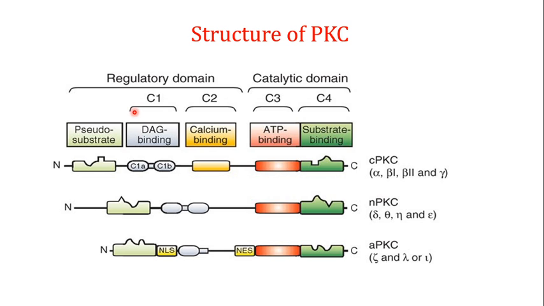Now this C1 domain is further divided into two subdomains. One is known as the C1a, and the other one is known as the C1b. Collectively, the C1a and C1b are responsible for binding to the diacylglycerol, which we will see in a while. Now, if you talk about the novel PKCs, as you can see over here, there is no calcium binding site because they do not require the calcium for their activation. I'm not going into the detail of the atypical protein kinase C because they require different second messengers for their activation. But the structure of the conventional and the novel PKCs usually differ by the presence of this calcium binding domain in the conventional PKCs and its absence in the novel PKCs.